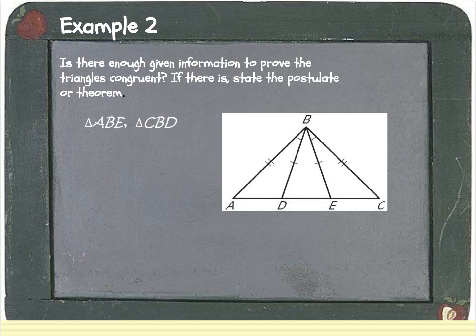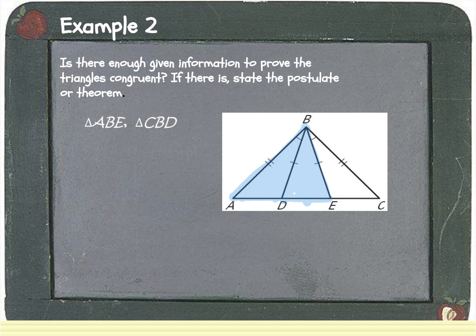Example 2, is there enough information to prove that the triangles are congruent? If there is, state the postulate or theorem. So, looking at this, they're specifically talking about two triangles. I have more than two here, but I'm going to highlight the ones they want us to look at. So it's ABE. We're looking at this triangle.